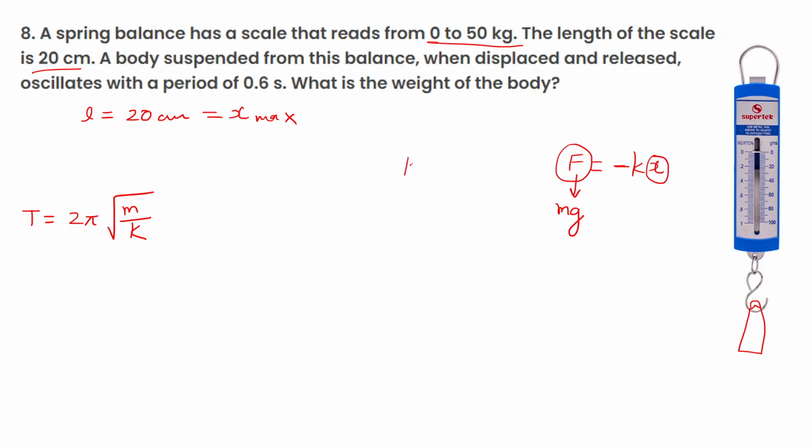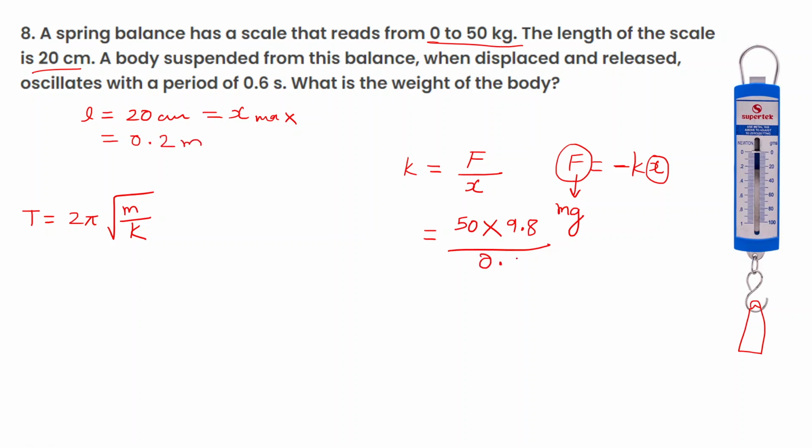So from this we can calculate the value of K. It will be the ratio of F by X. The maximum force we can have is this. The maximum mass that can be used for the spring balance is 50, and the acceleration due to gravity value is 9.8. Now the maximum displacement possible for this spring system is 20 centimeter. Because we are dealing with kg and second, which are SI units, we'll change this length from centimeter to meters. So it will become 0.2 meters.